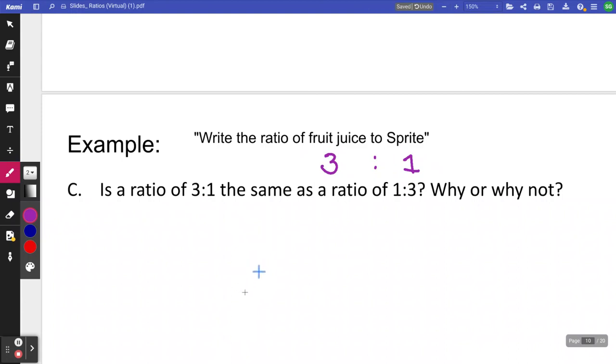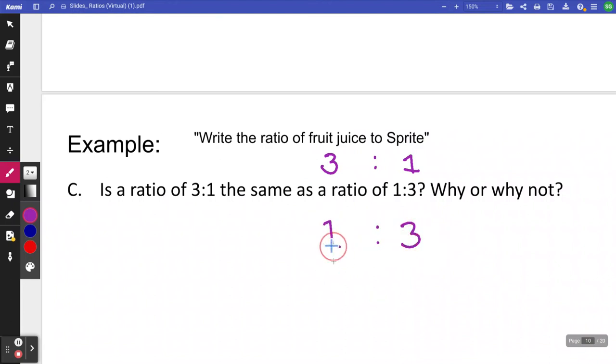When we've talked about this in class, some people will say, well, 1 to 3 is just you've changed the order of the ingredients you're adding. A recipe can say 3 cups of fruit juice and 1 cup of Sprite, or it could say 1 cup of Sprite and 3 cups of fruit juice. But here, when we think about the ratio of 1 to 3, remember when we had written this original ratio, it said fruit juice to Sprite. It means that first number is talking about fruit juice, and then that second number is talking about Sprite.